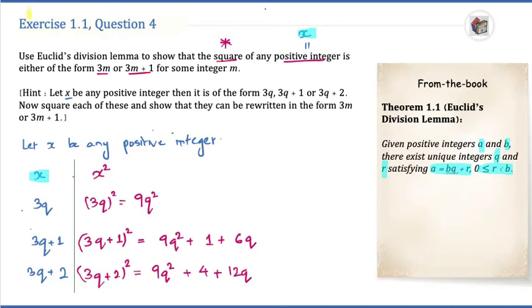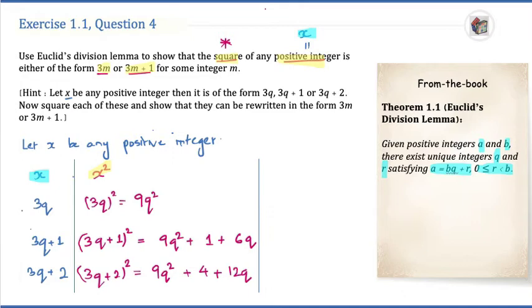But don't forget the goal. The goal was that the square of this positive integer, which is x squared that I'm looking for, should be of either of these two forms. Either it should be 3m or 3m plus 1. But what I see right now is way more complicated than that. That means I need to do something more here to be able to see these numbers in the form that I want, 3m or 3m plus 1. So let's see how we can do that now.